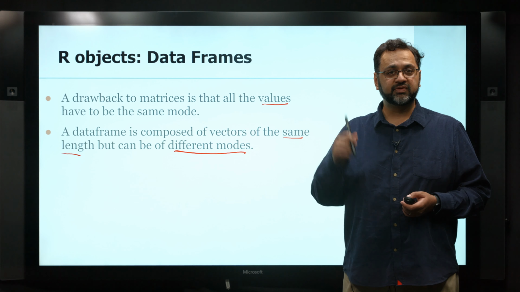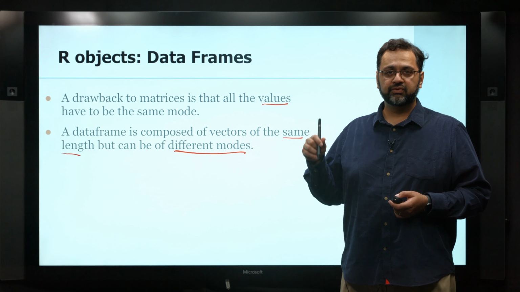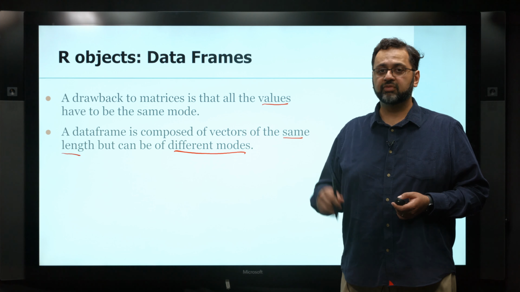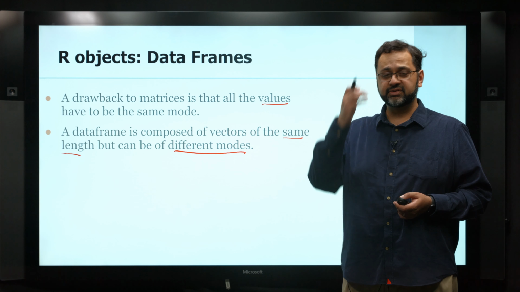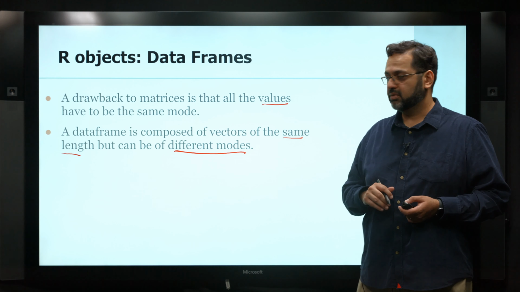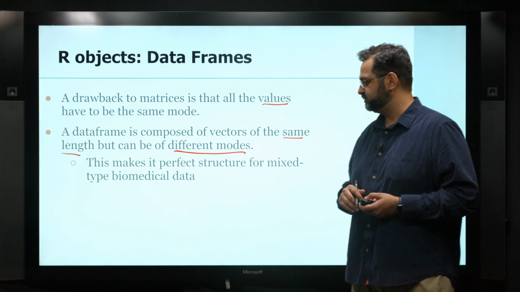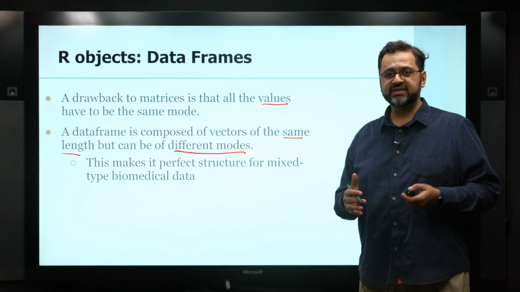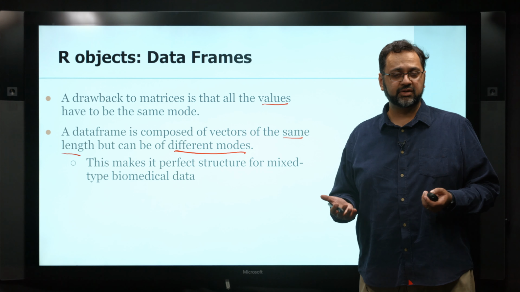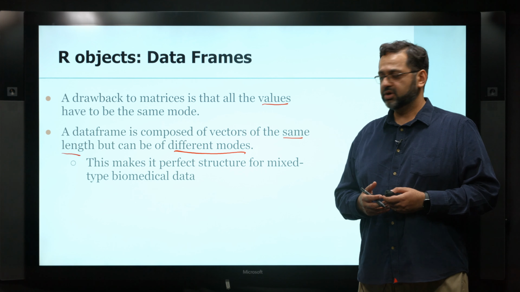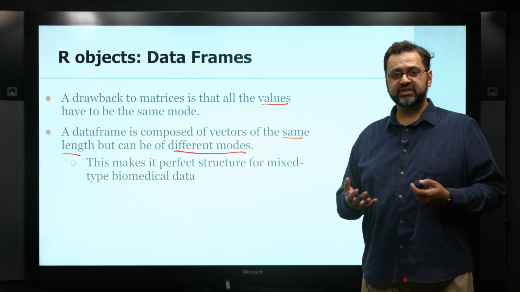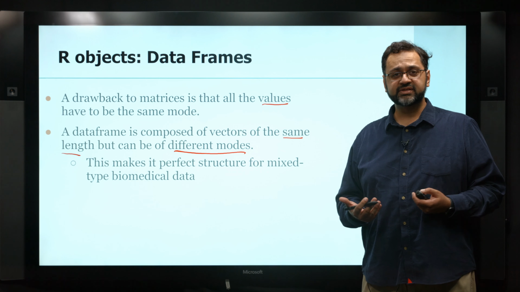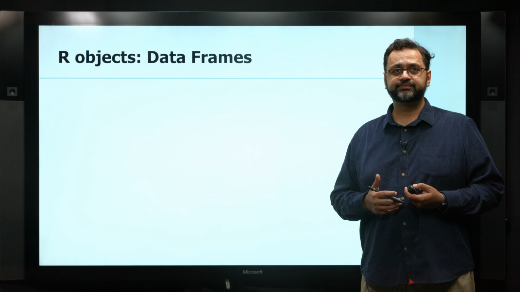So you could have a column of characters, a column of numerical values, and a column of logical values. So this is great because you could actually have different types of values for the same individual or observation. So this is what makes it ideal for biomedical data or any type of data that you're working with. And often it's going to be the format of the data when you load it into our workspace, that's the format it comes in.